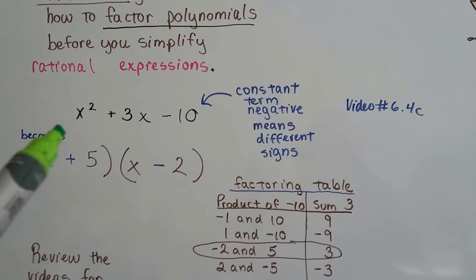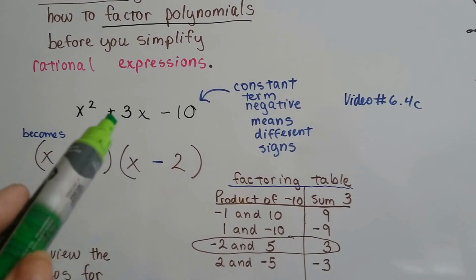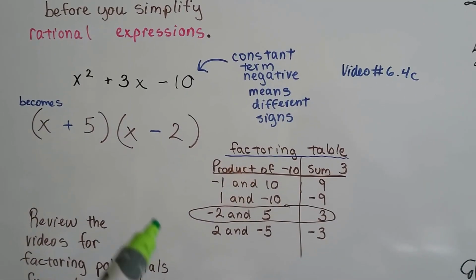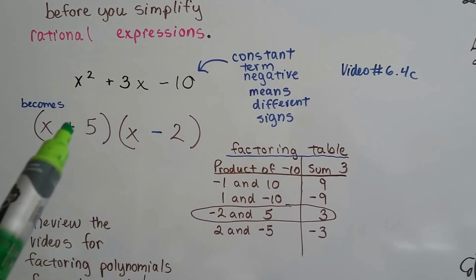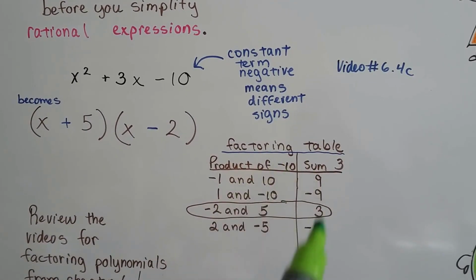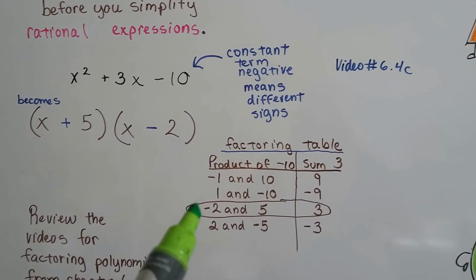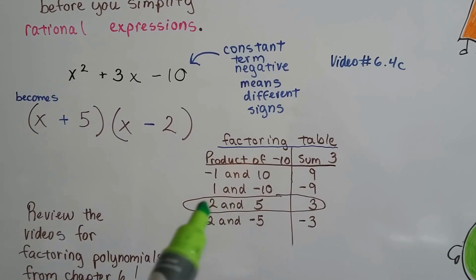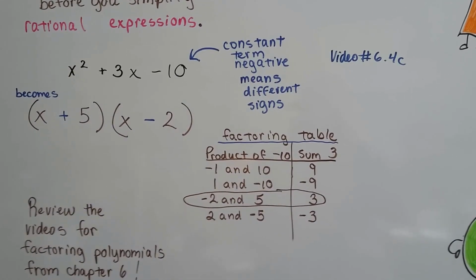And when you see a trinomial like this with a constant term negative, that was video 6.4c. That's going to be in the playlist. It tells us that we're going to have a plus and a minus when we factor. And we can make a factoring table. What can we add together that will equal a 3 that if we multiply them together, we'll get a negative 10? Do you remember that?